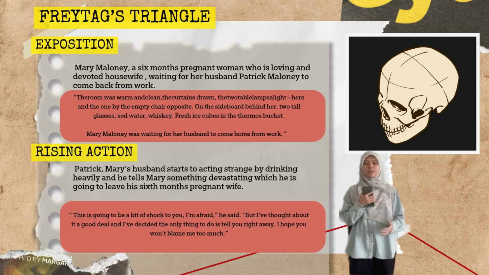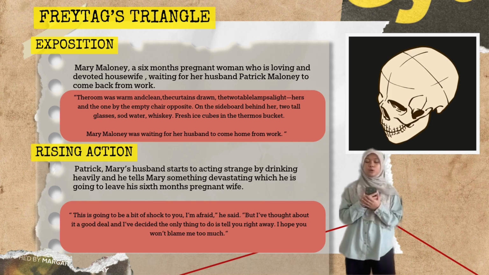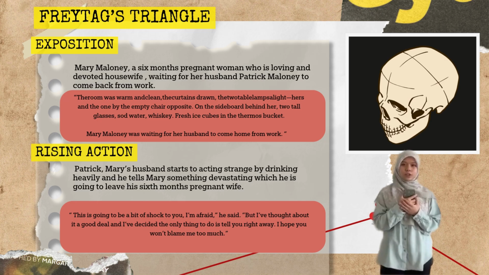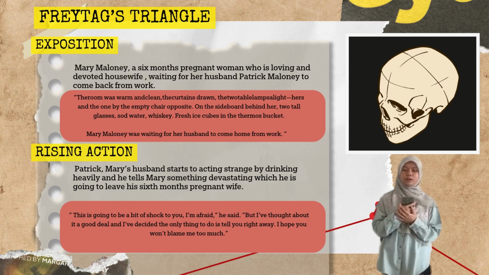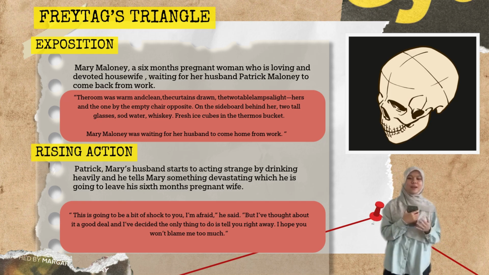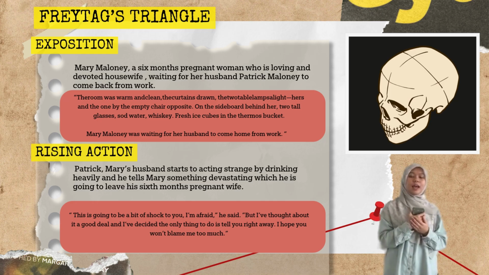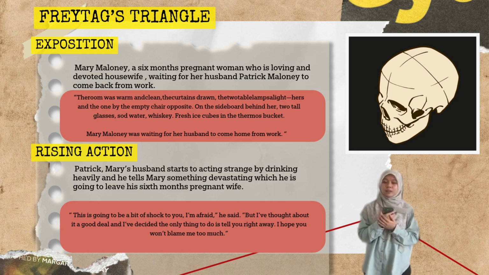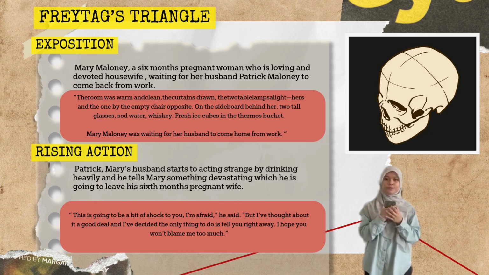And now for the Freytag's triangle. For the exposition, Mary Maloney is a six months pregnant woman who is loving and also devoted to her husband. She was waiting for her husband to come back from work. And now, for the next one, the rising action. Patrick, Mary's husband, starts acting weird by drinking heavily, and he tells Mary something devastating, which is he is going to leave his six months pregnant wife.